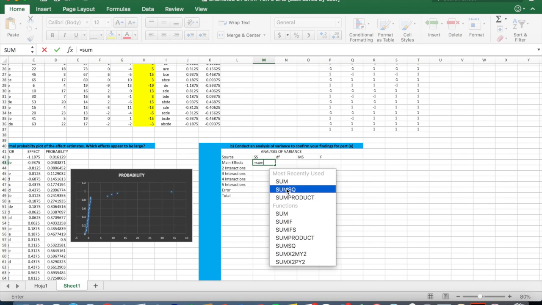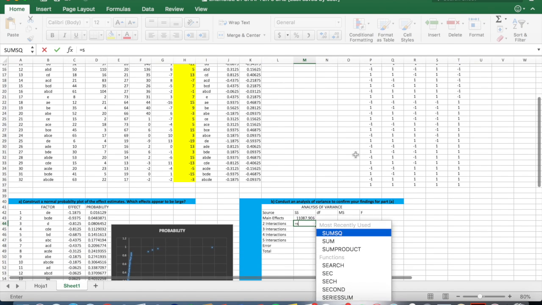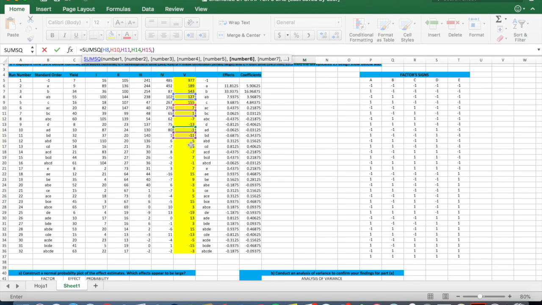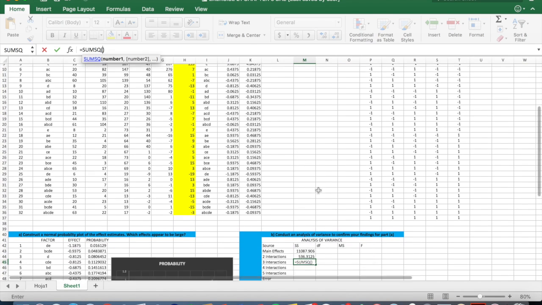Okay, so to demonstrate what we just got in part A, we're asked to conduct an analysis of variance to confirm, and we start by getting the sum of squares of the main effects A, B, C, D, and E, and the 2-factor interaction sums of squares. We get all the 2-factor interactions in the model, and the process continues with 3-factor, 4-factor, and 5-factor interactions. All this is the sum of squares of those values.